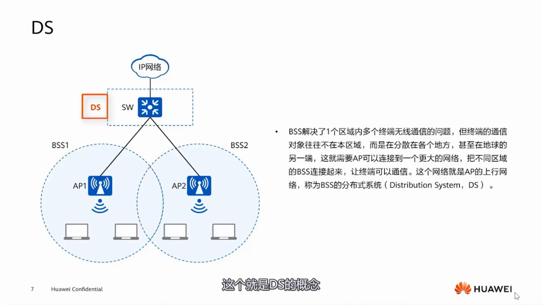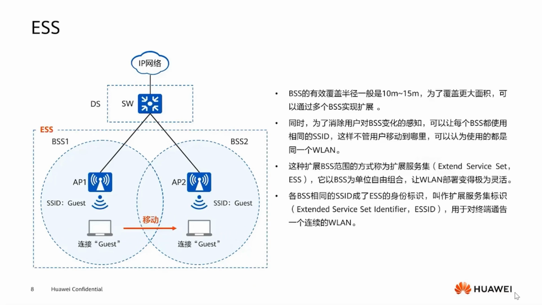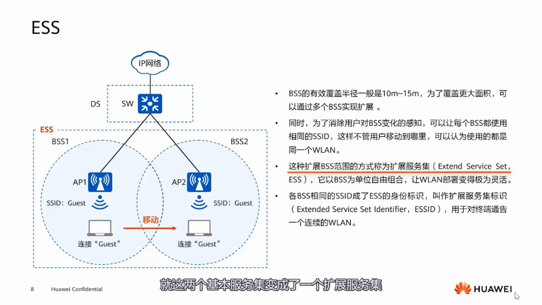Additionally, we mentioned that these two originally independent BSSs are linked, and when the terminal switches from AP1 to AP2, the switch is essentially seamless, unnoticeable to us. These two BSSs form what is called an extended service set, ESS, transforming the two basic service sets into one extended service set. There are several requirements for forming an ESS.